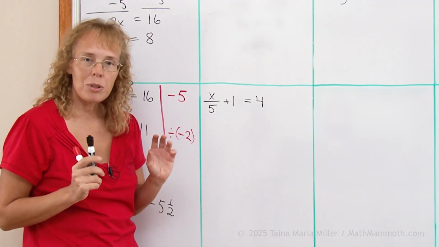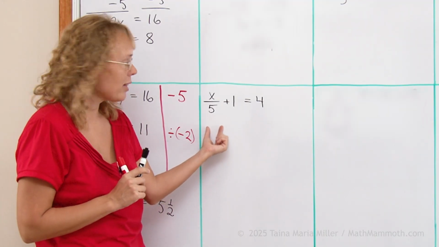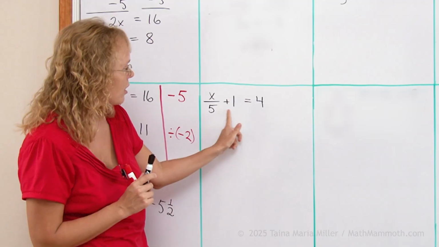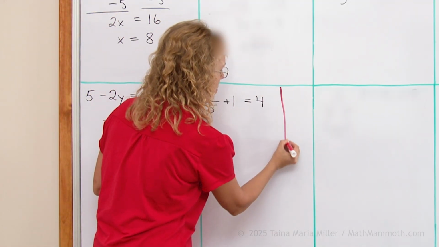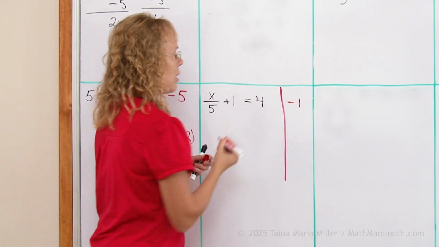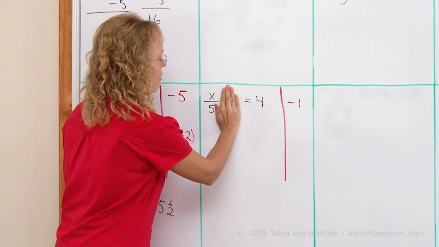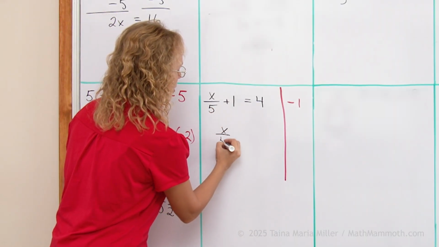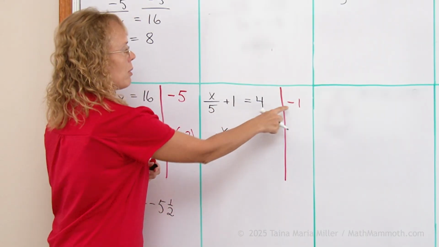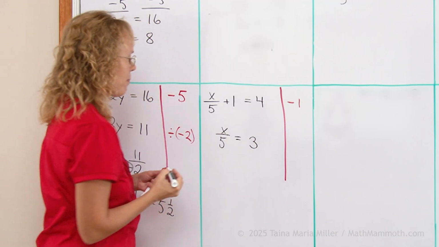Again, I will want to have the x, or the term with x, here alone. So I'll first get rid of this plus 1. Let me make my margin here. I will first subtract 1 from both sides, and that will get rid of this plus 1. So I'm left with x over 5 on this side. Over here I do 4 minus 1, so that's 3.